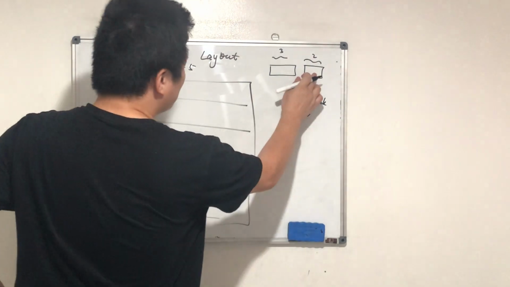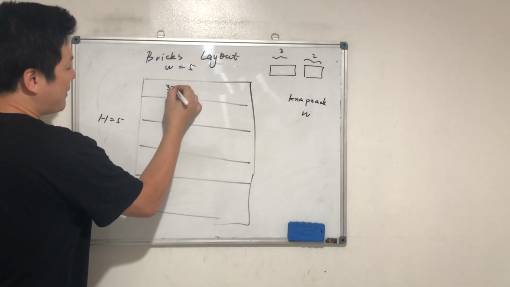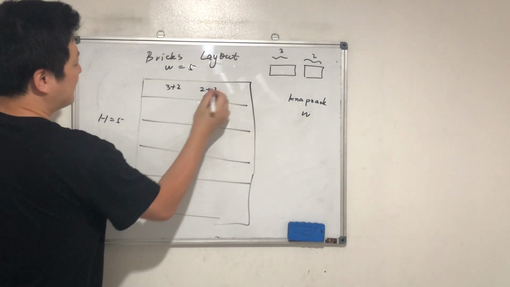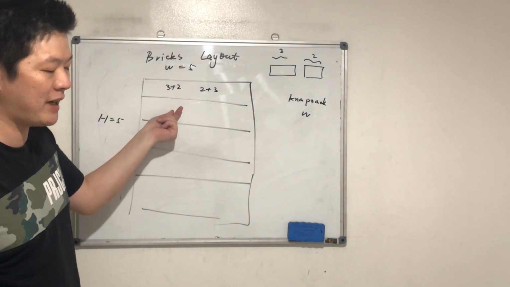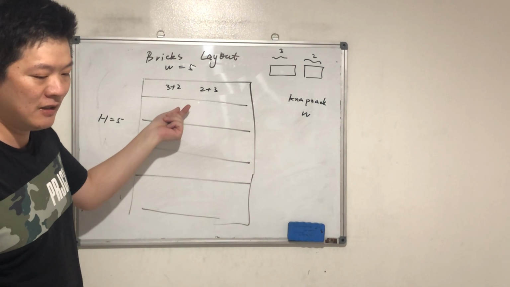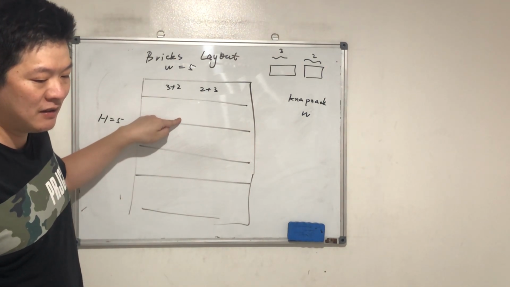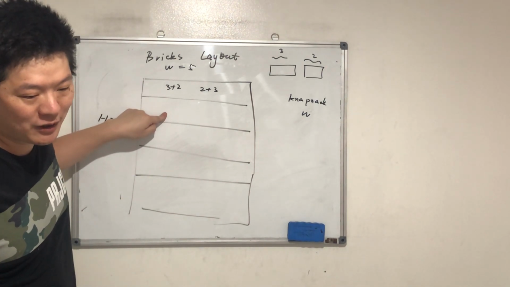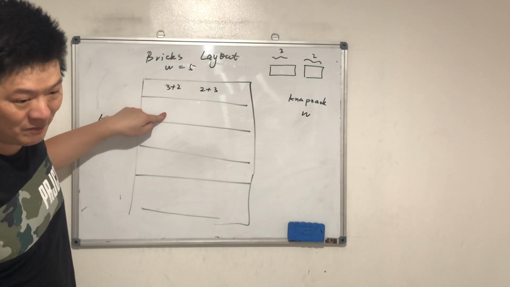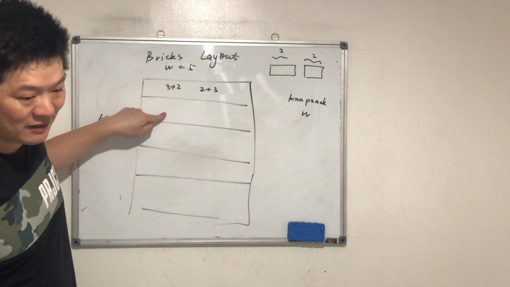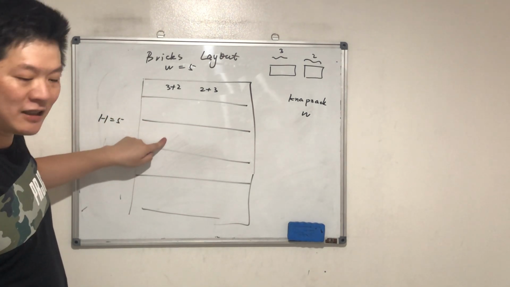So this is 2, okay? So 2 ways, 3 plus 2 or 2 plus 3. So this is 2 ways. And how many possibilities can we place in the second row? How many possibilities? The first one is 2, and the second one is how many? The same, is it the same? Ryan? Yeah, okay. So the third one.